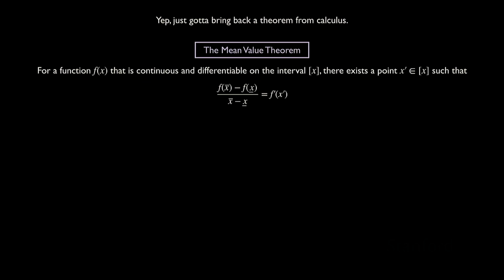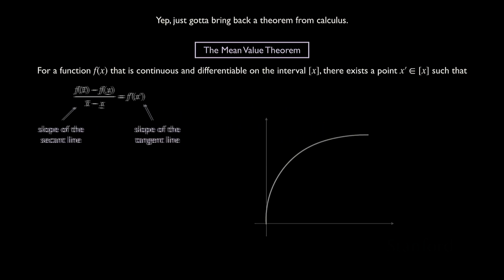So here's the mean value theorem in case you've forgotten it over the years. For a function that is continuous and differentiable, that part is important. You need to make sure your rollouts are always continuous and differentiable if you want to do this. On this interval over x, there exists a point in that interval such that this fact is true. And what this fact is saying is the slope of the secant line between the endpoints of the function on that interval is equal to the slope of the tangent line somewhere in that interval.